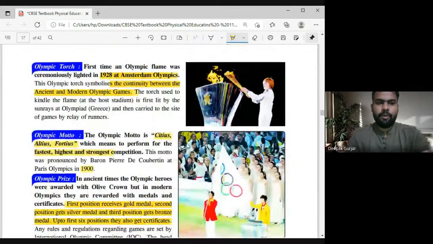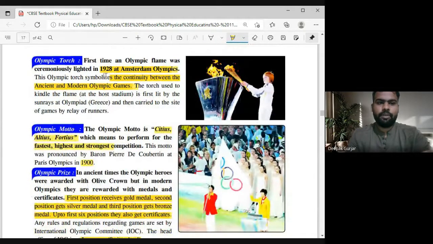If we think about the Olympic torch, it was first lit ceremoniously in 1928 in Amsterdam. It symbolized the continuity between the ancient and modern Olympic Games. The Olympic motto is Citius, Altius, Fortius, which means faster, higher, and stronger in competition, because the Olympics need that. The Olympic motto was first pronounced in 1920 at the Antwerp Olympics, right?